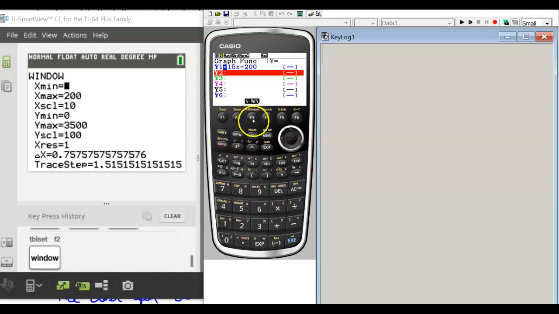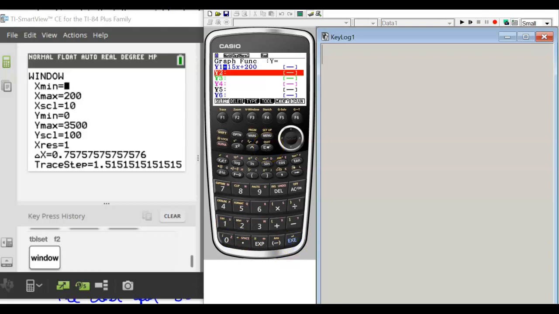So I'm going to go back to my window, shift F3, cursor down to Y min. Zero is good. And then Y max, I need to go to 3,500. Go down, scale, I did 100. Okay, and then you're done that. Okay, so exit on that. Oh, it didn't, sorry, what did I say? 100. It didn't, I've got to go enter on that and then exit.